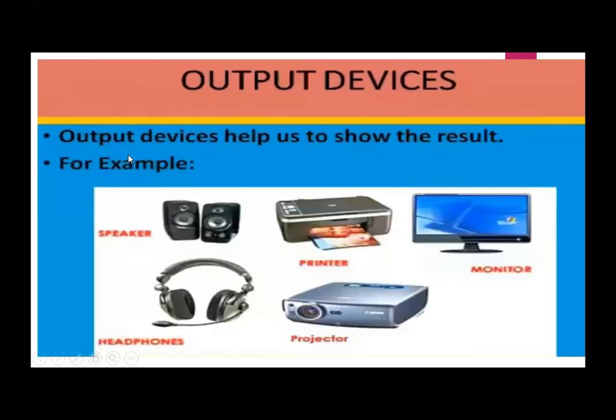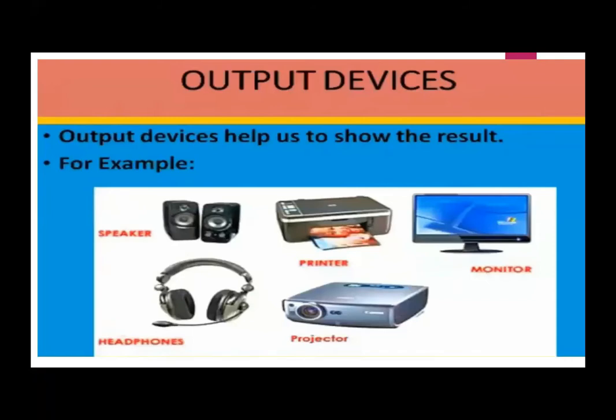Now let's discuss the output devices. What are output devices? First, we discuss the meaning of output devices. Output devices help us to show the result. We use devices like speaker, headphone, projector, printer, and monitor. So output devices are those devices which we use to see the result, or to show the result of the computer.